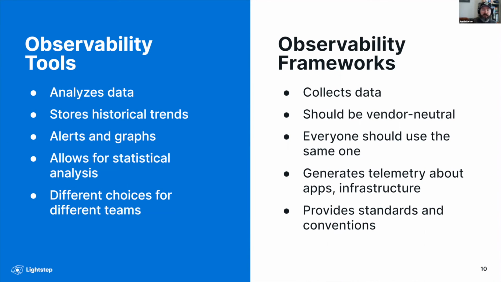Observability frameworks are things that actually collect the data. These should be very vendor neutral. You want everyone to use the same thing regardless of what observability tooling they're using. And this is what's generating the telemetry about your application and about your infrastructure. These provide standards and conventions that are crucial to be able to actually get an observability practice going.